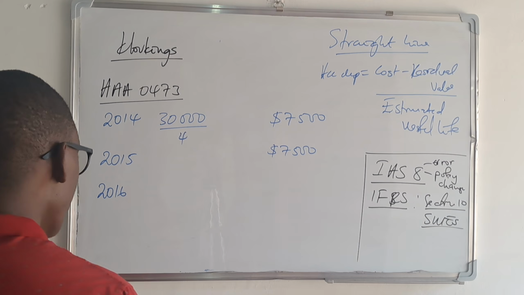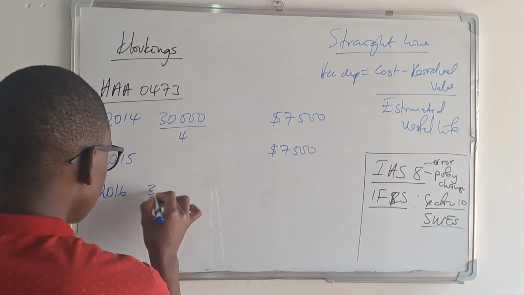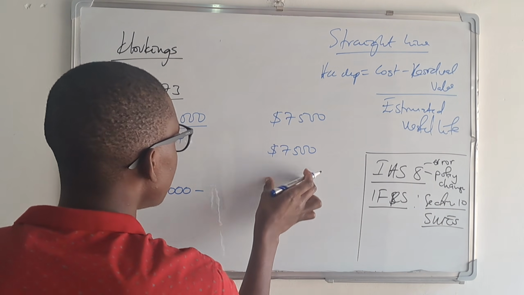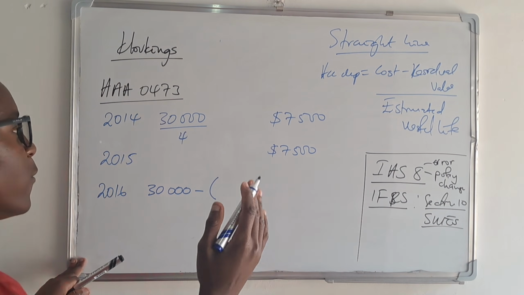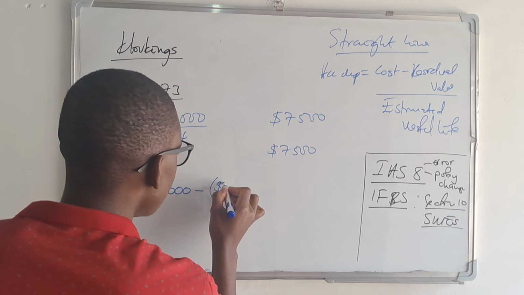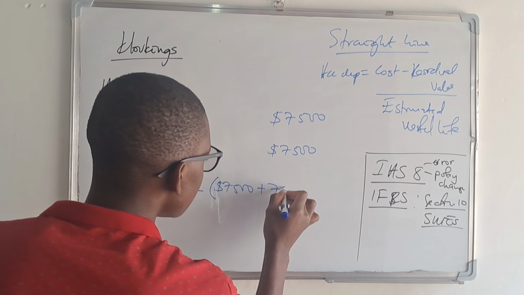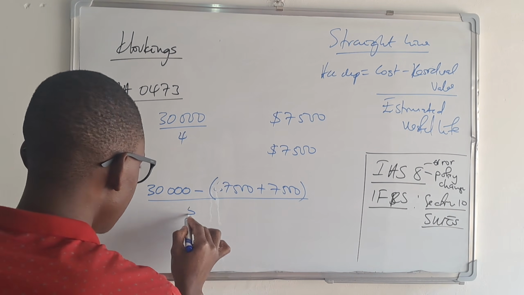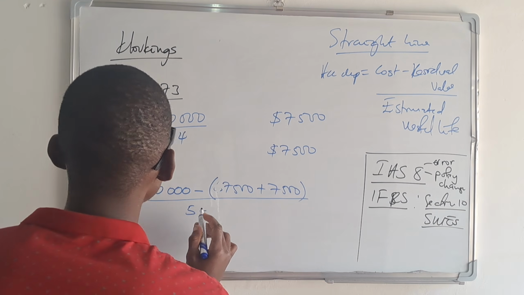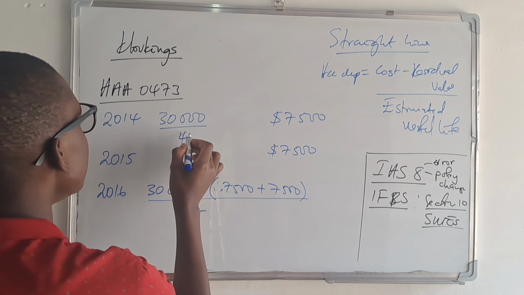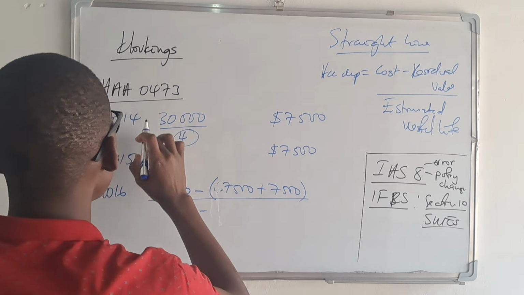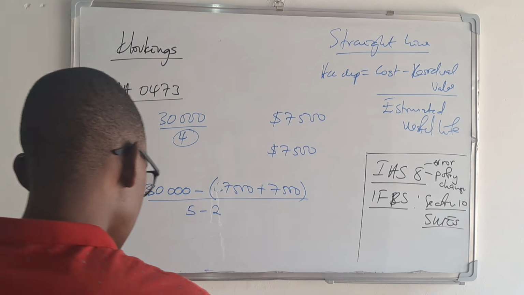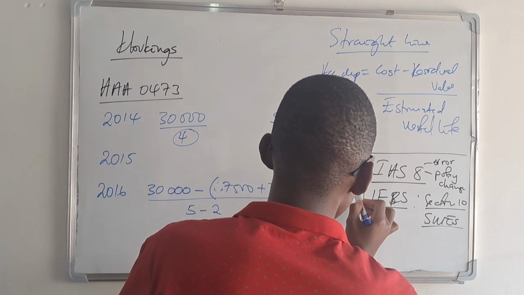What you do here, you come and you write 30,000, the cost amount minus, then you subtract the depreciation figures which you calculated using the 4 years estimated life, which are 7,500 plus 7,500. If you add them, then you divide with the 5 years, the new estimated useful life, minus the years which you calculated using the estimated life of 4 years, which are 2014 and 2015, meaning say there are 2 years, you subtract. Then after subtracting, you are supposed to get a depreciation of 5,000.